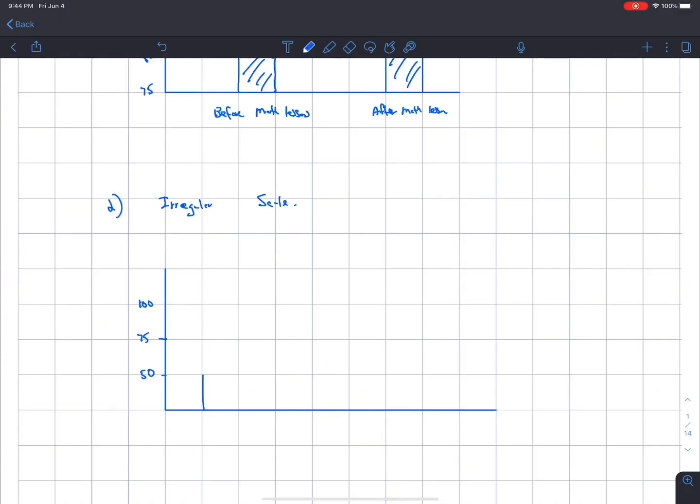So again, I can do the same thing. This is before math lessons, the student is getting 50%. And then after the math lessons, the student is getting 75%. Again, it looks like the student's grade has improved by twice as much, but in reality it's not. This is because of irregular scale. So again, this is 50 and this is only 25. That's why visually it's very misleading.